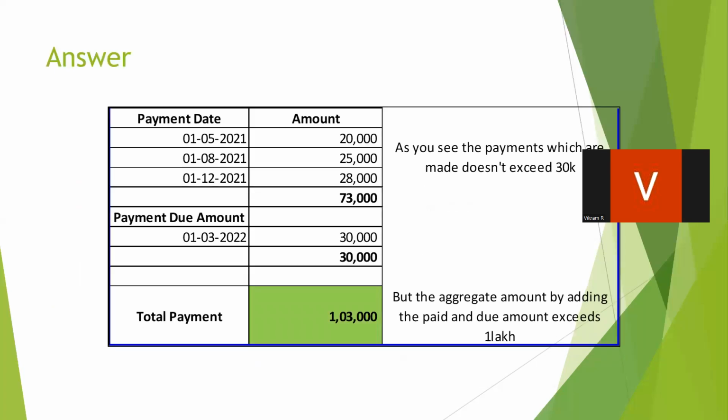During the financial year, the aggregate amount is 30,000. The threshold limit of 30,000 doesn't exceed for the first three payments. But after that, a payable amount of 30,000, if you add that, goes above the aggregate amount, that is 1,03,000. So here the payer has to deduct TDS at 2% or 1% according to the person. So here section 194C is applicable.